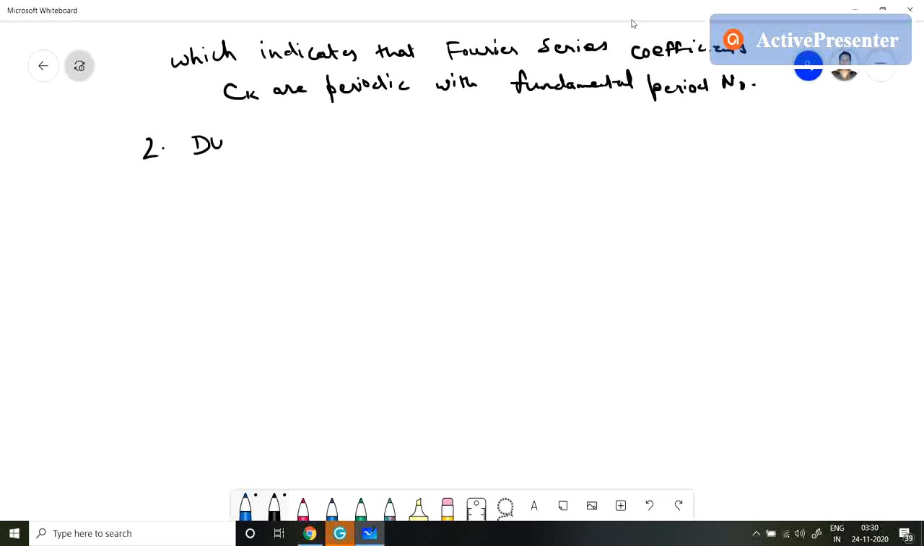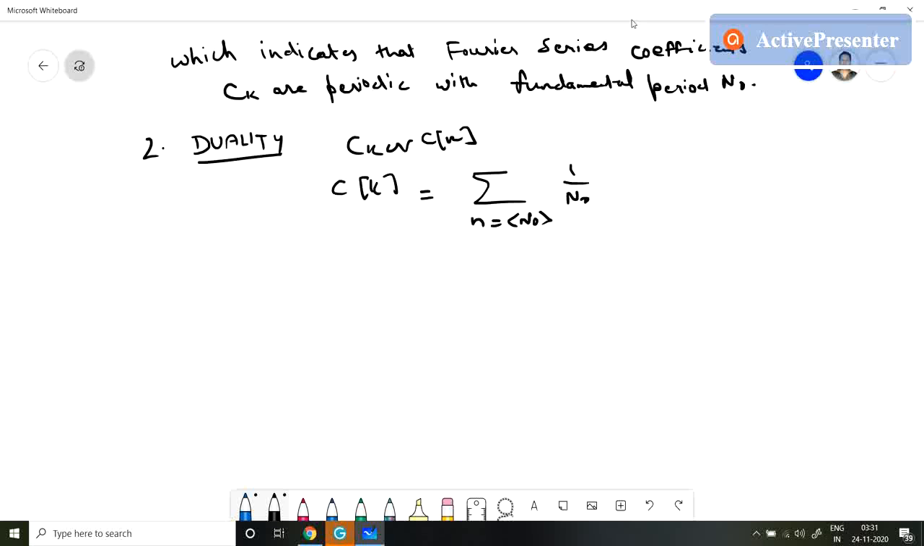The second property is duality. So what is the duality property? If we have a Fourier series with Fourier coefficient Ck, then Ck equals the summation over the range of N naught of 1 divided by N naught x[n] e raised to the power minus jk omega naught n. This is the standard formula.